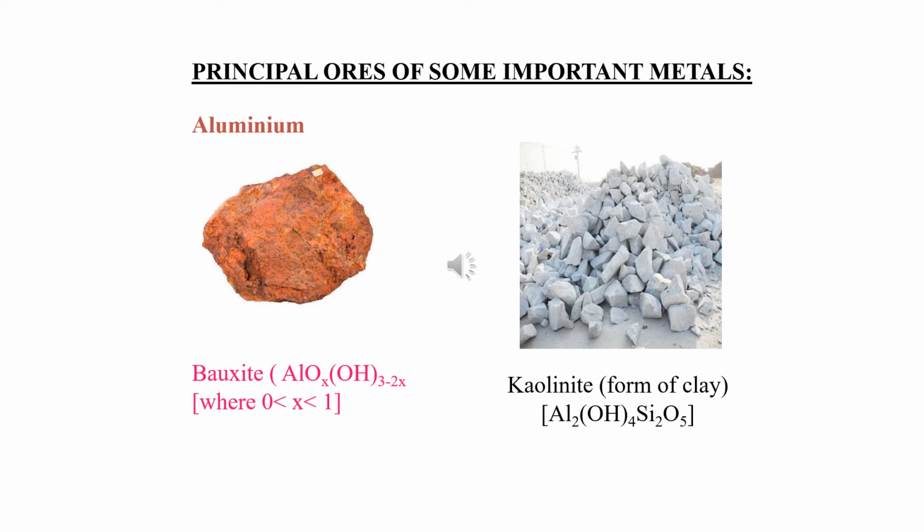First is bauxite with the formula AlOx(OH)3-2x, where x is more than 0 and less than 1. It's a non-stoichiometric compound. At the same time, in the other picture, we see the second ore of aluminium, and that is kaolinite, which is a form of clay with the formula Al2(OH)4Si2O5.